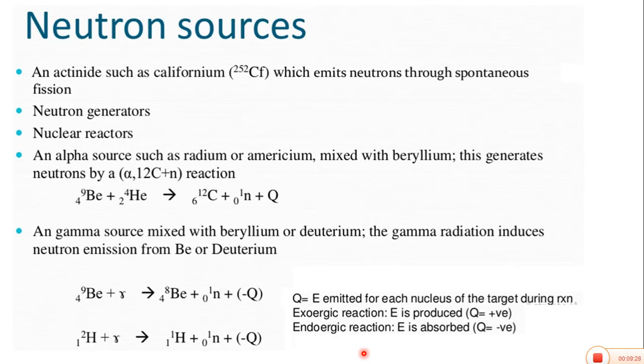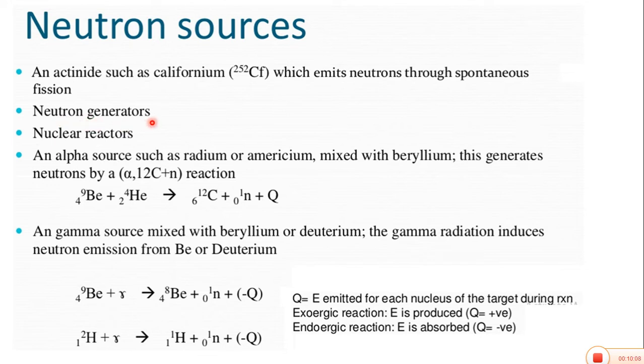So there are three kinds of neutron sources as discussed earlier. One is the nuclear reactor, another is alpha emitter particles, and the third one is a gas discharge tube. Out of these, there is an actinide such as californium, which emits neutrons through spontaneous fission. This type of element is not sufficiently good because the emission is spontaneous and no one knows at what time it will emit the neutron and with what flux of neutron.